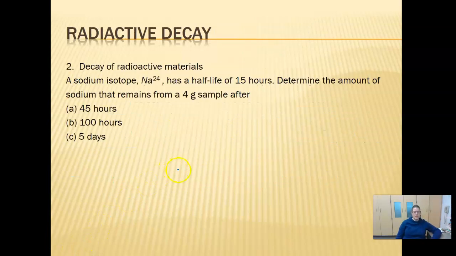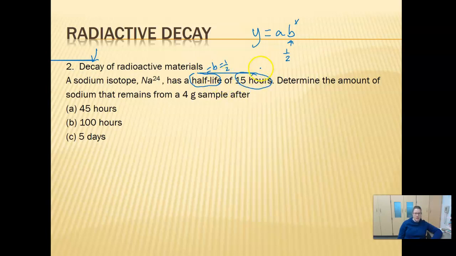Okay, so here's another example. This one is going to be a decay problem, right? Of radioactive materials. A sodium isotope Na24 has a half-life of 15 hours. So because it says it has a half-life, I know that my multiplier, the b here that's being raised to the power, is going to be 1/2. So b is equal to 1/2. It takes 15 hours for it to decrease by half.